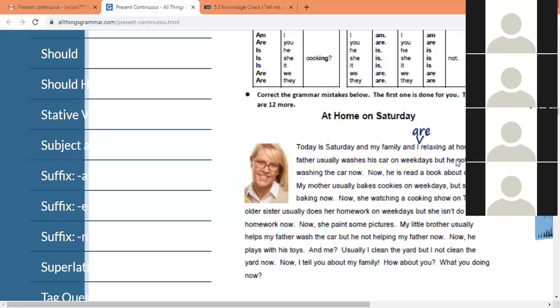Usually I clean. All right, thank you. Wilbur, usually I clean the yard, but I not clean. I'm cleaning the yard now. Ernesto, now I am telling you about my family. How about you? What are you doing now?